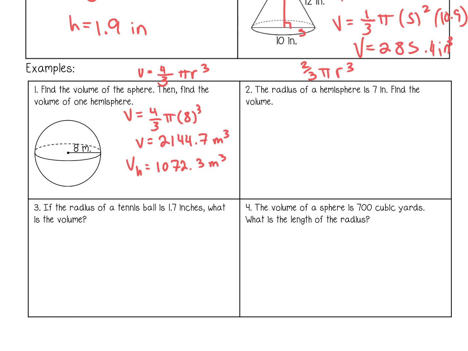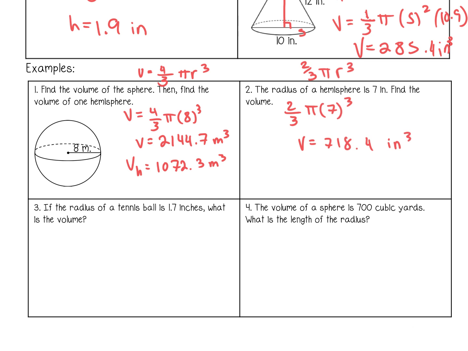Now for 2, they're telling us the radius of a hemisphere is 7 inches. Find the volume. Since they're talking about a hemisphere, I'm going to use the hemisphere formula, or half of the sphere. So 2/3 pi 7 cubed. And when I do that, I get a volume of 718.4 inches cubed after plugging it into the calculator.